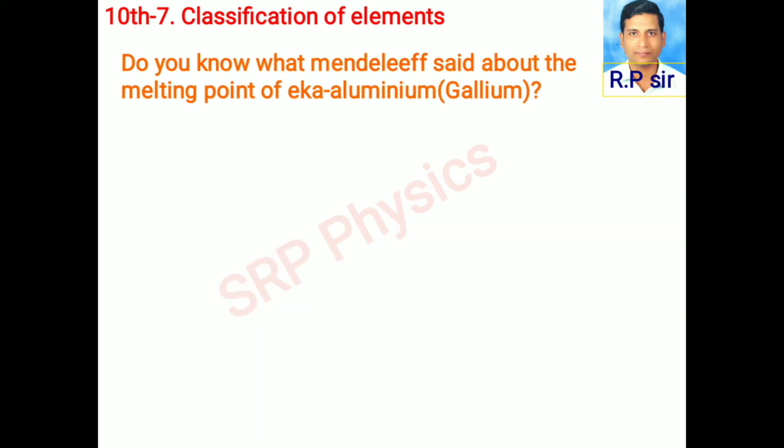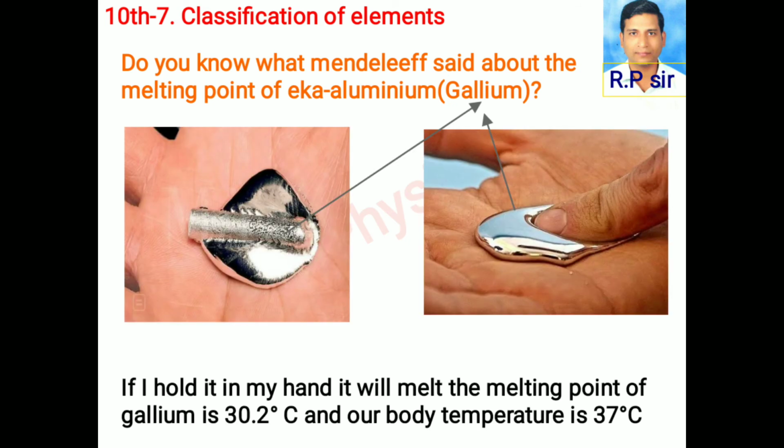Do you know what Mendeleev said about the melting point of eka aluminium, that is gallium? See in the figure. He said, if I hold it in my hand, it will melt. The melting point of gallium is 30.2 degrees Celsius and our body temperature is 37 degrees Celsius. Obviously, it will melt.